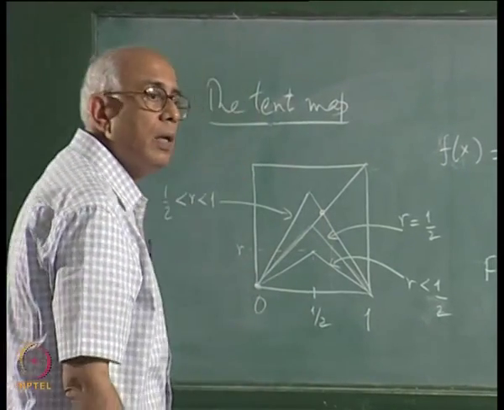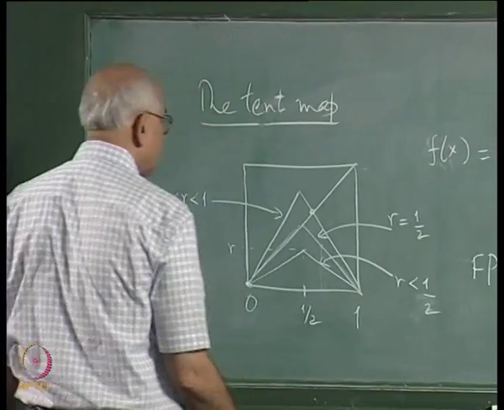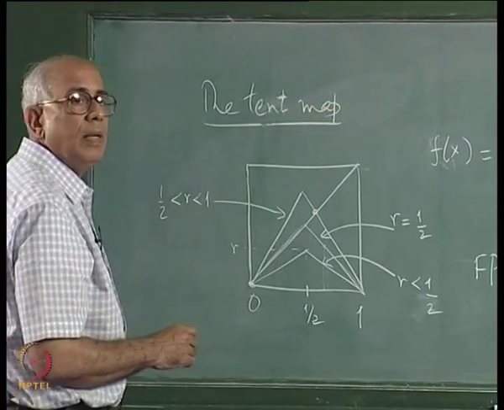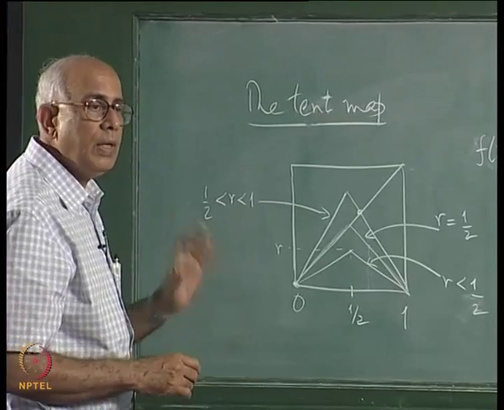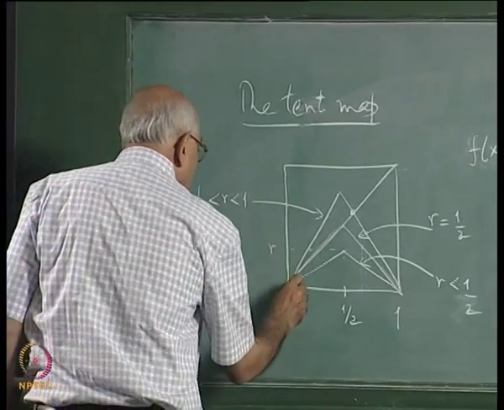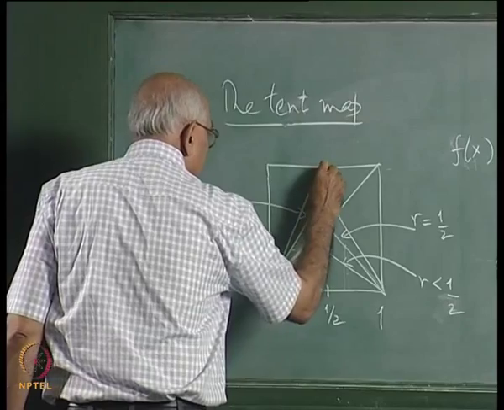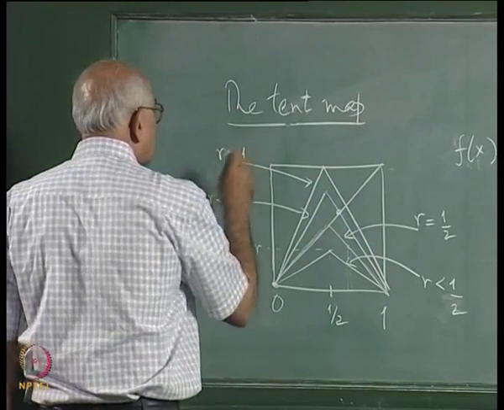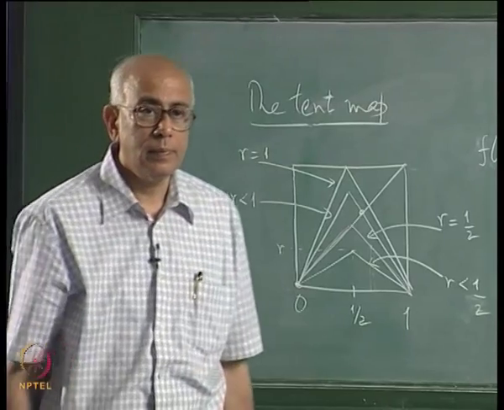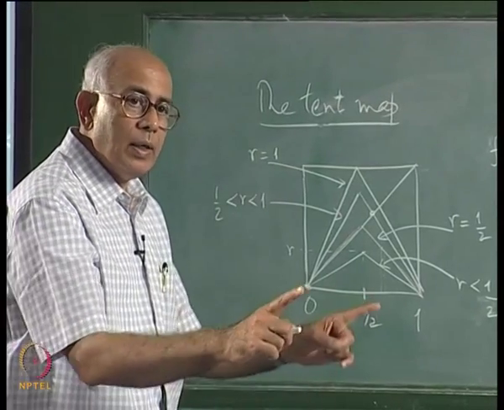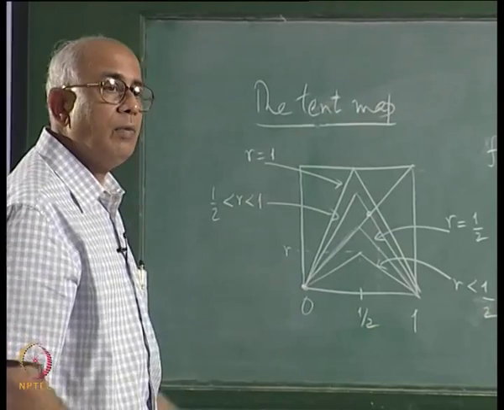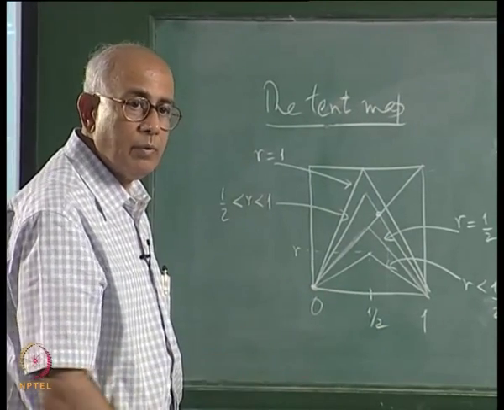And what happens at r equal to 1? It becomes the original tent map. It is called the symmetric tent map at fully developed chaos, because we will see why it is fully developed chaos in a second. So this is the map for r equal to 1. This is the original tent map. And the entire unit interval is now covered. It is an onto map, and you have a chaotic attractor which runs all the way from 0 to 1.